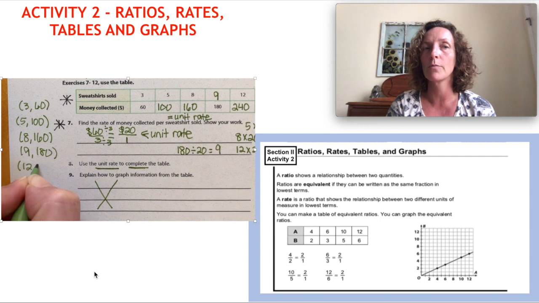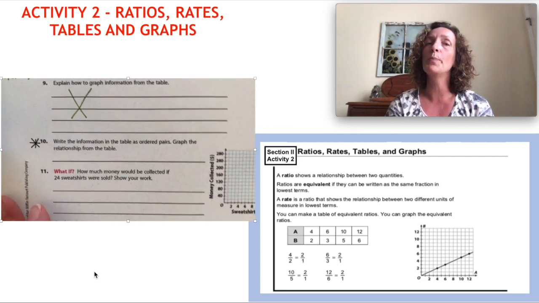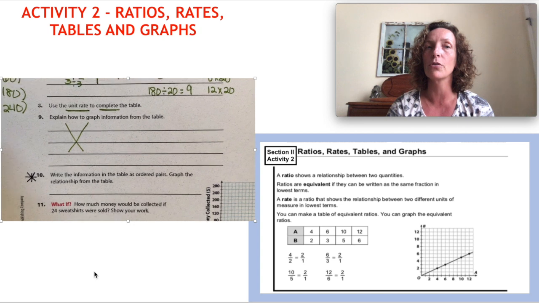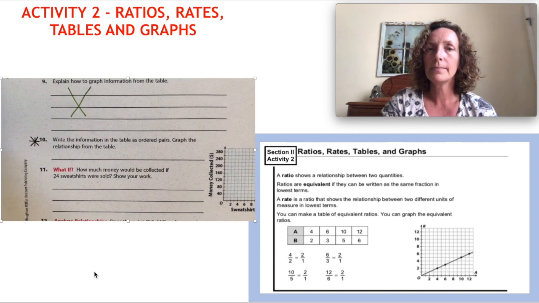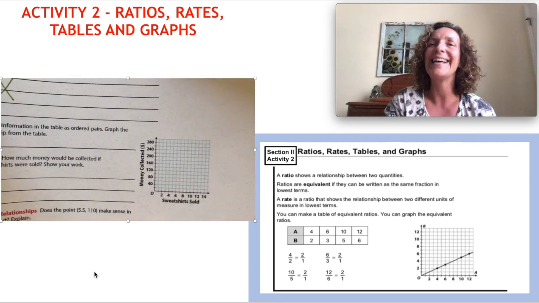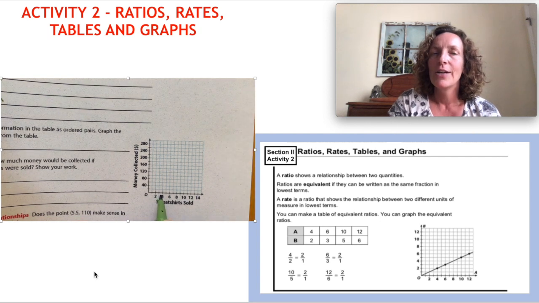Doing the last one right now. And then we're going to take those ordered pairs and plot them onto a graph. All right, so let me move the graph where we can see it a little bit better. It's taking me a minute to get there. And there we go. All right, so first off, we have 3 sweatshirts cost $60.